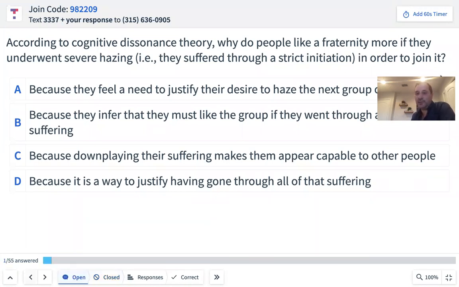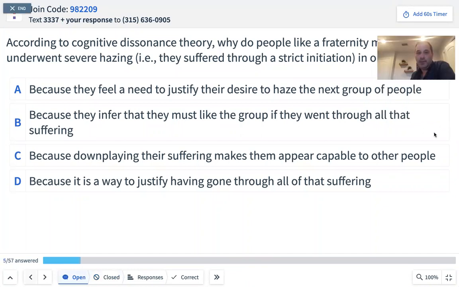So for instance, they suffered through a strict initiation in order to join it. This is because people feel a need to justify their desire to haze the next group of people, because they infer that they must like the group if they went through all that suffering, because downplaying their suffering makes them appear capable to other people, or because it's a way to justify having gone through all of that suffering.